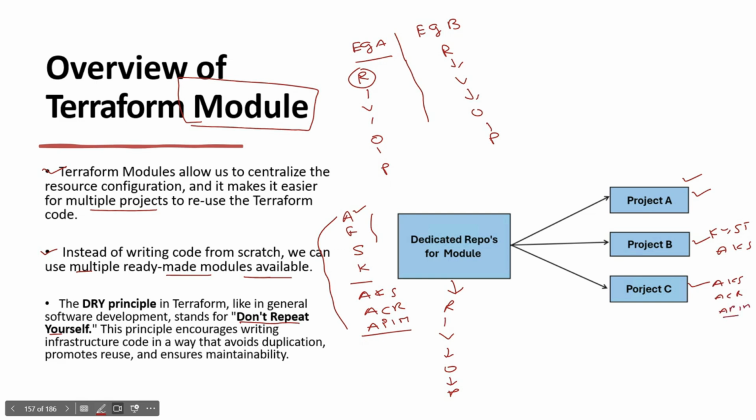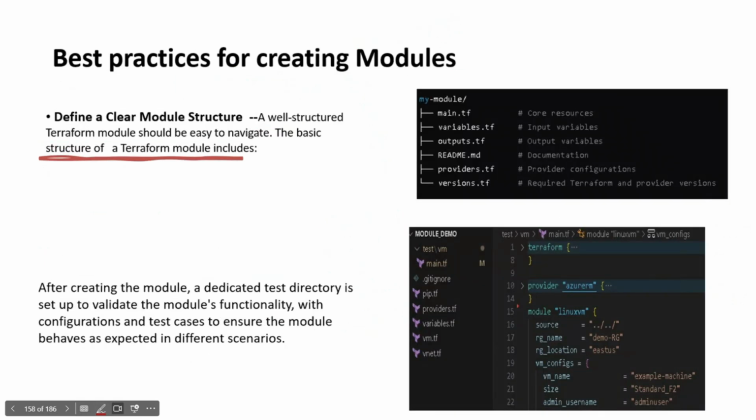We only need to call the module, and this is called the DRY principle, which means do not repeat yourself. We have to write our code and store it in a dedicated repo, and we are good to call these modules according to our requirement. So what are the exact best practices for creating a module?